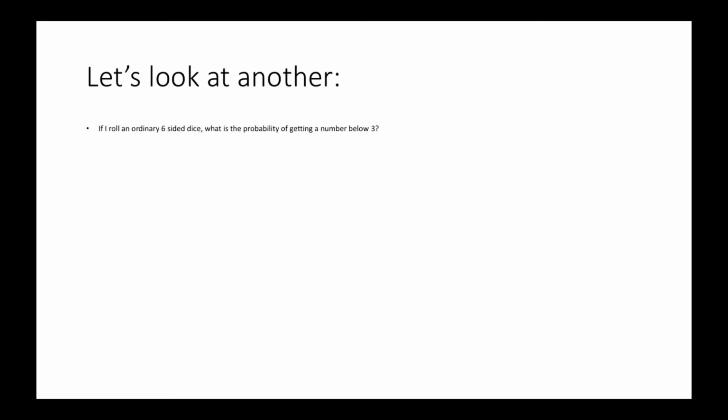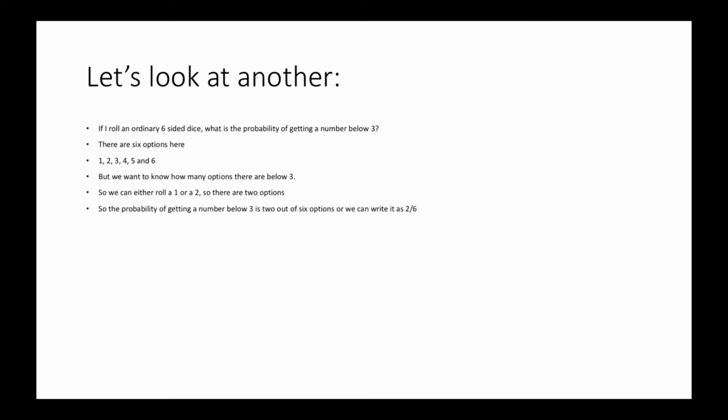Let's look at the other one. We said that if I roll an ordinary six-sided dice, what is the probability of getting a number below 3? Well, there were 6 options, 1, 2, 3, 4, 5 and 6, and we wanted to know how many options there were below 3. We can either roll a 1 or a 2, so the probability of getting a number below 3 is 2 out of 6 options, or 2 over 6. But we cancelled it down to a third, didn't we?